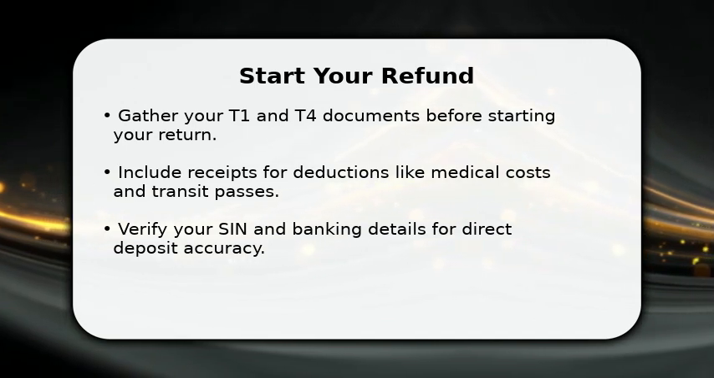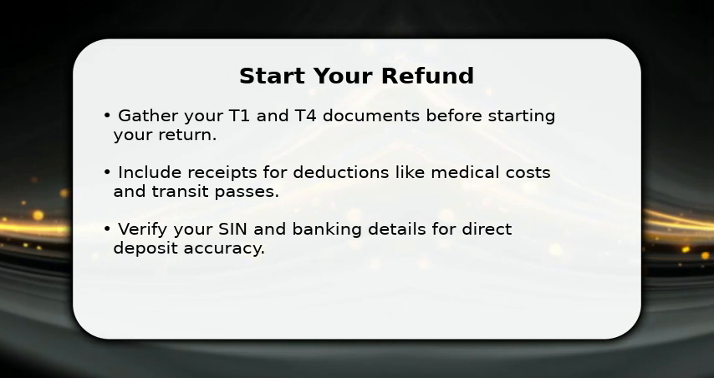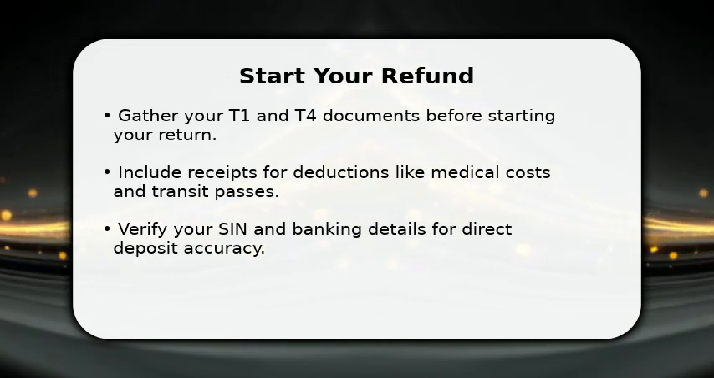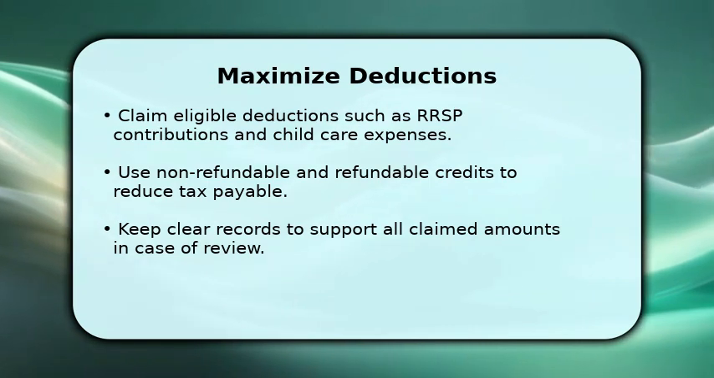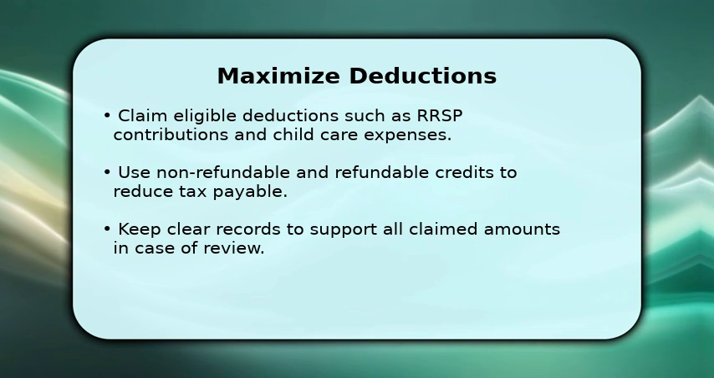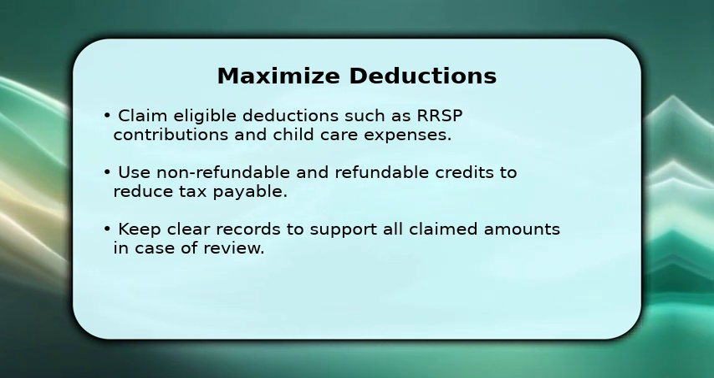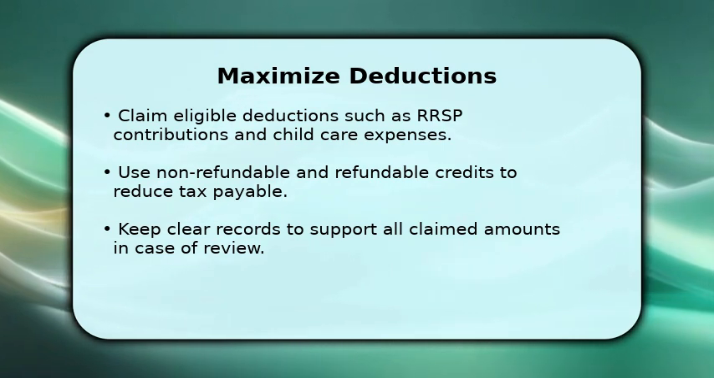Choose direct deposit to get funds faster and confirm your banking information in CRA My Account for reliability. Identify common deductions like RRSP, moving expenses, and child care costs to lower taxable income and increase your refund. Consider tuition and medical expenses to claim transferable credits when appropriate.